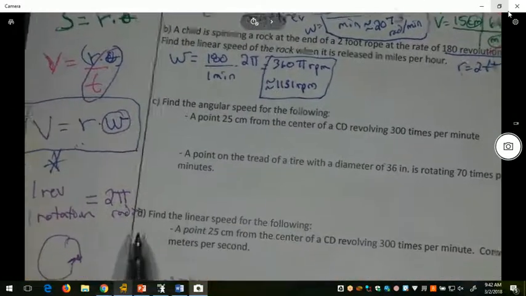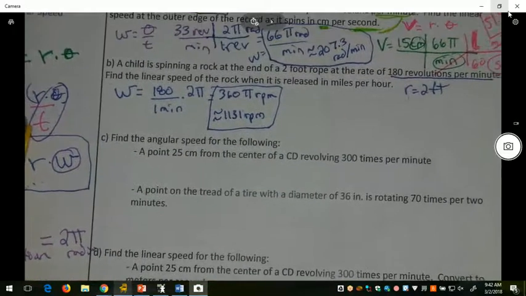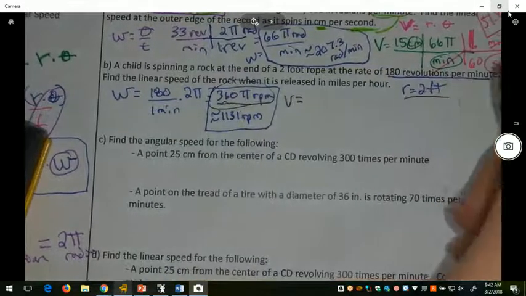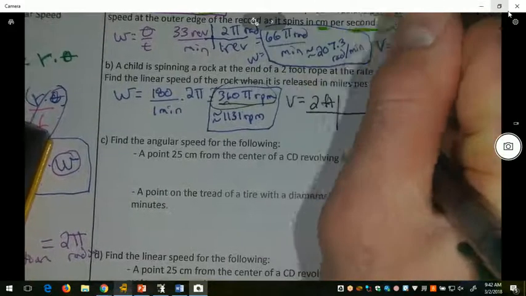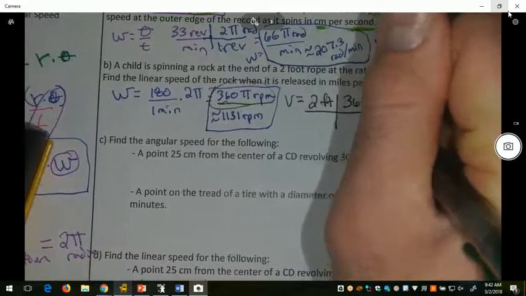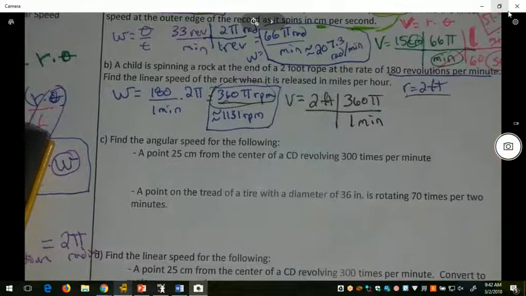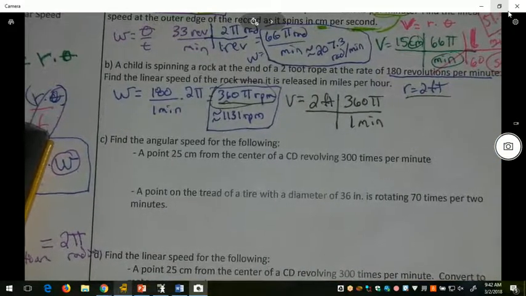But we know to find the linear speed, we need to know the angular speed first so we can multiply it by the radius. So right now, if all they asked was for the linear speed, I would just multiply the 360 pi radians per minute by your 2 feet, and you're good. You'd have it in feet per minute. So 2 feet times 360 pi radians per minute, and I'm just going to write it over 1 minute. Right now I have my answer. If I multiply that out and divide, it'll be in feet per minute.